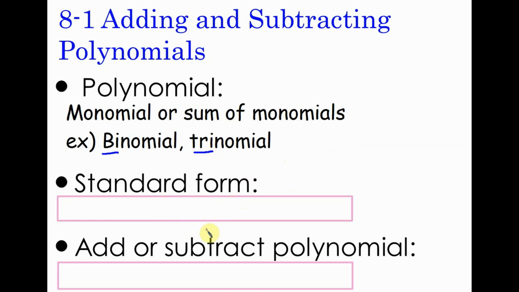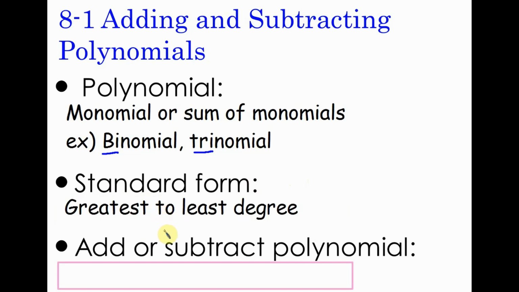When you are asked to write a standard form, you're going to find the degree of each term and then write from greatest to least degree. So for example, if you have x to the fourth power plus 3x squared y plus 4, this is written in standard form because your highest degree is 4. And this one has degree of 3 by adding 2 plus 1 right here. And then the next one is degree of 1. And remember, the constant has degree of 0.